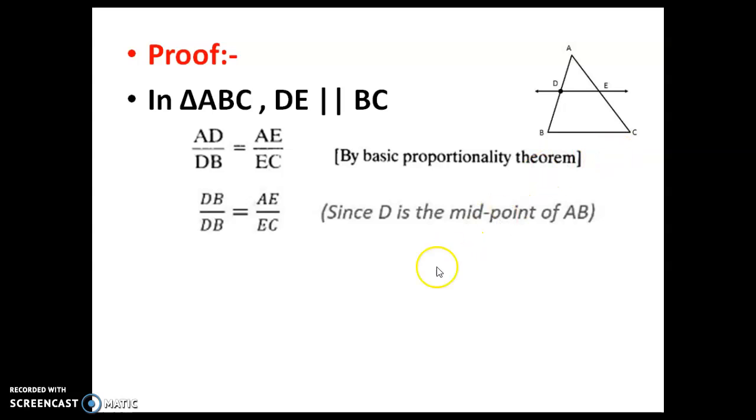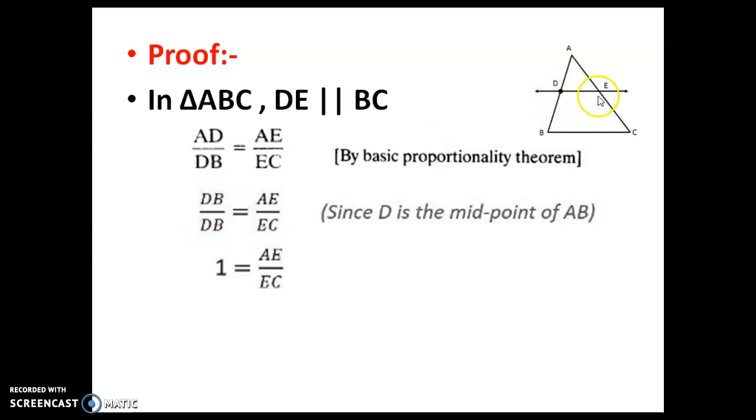Since D is the midpoint of AB, AD is going to be equal to DB. Is it not? It's the midpoint of AB, so both sides AD and DB are equal. That's why we replace AD with DB. So DB by DB, it will get cancelled. So we are getting 1 equal to AE by EC.